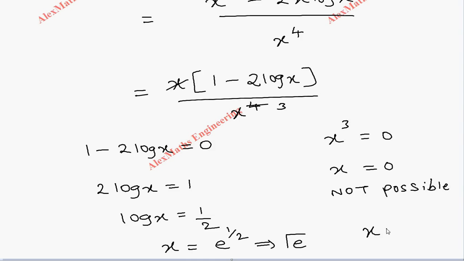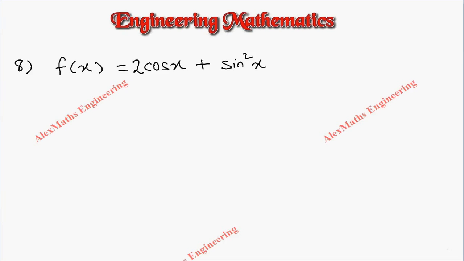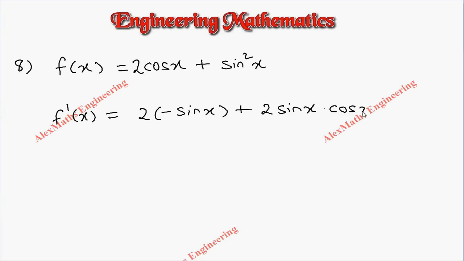So the only critical value is x is equal to root e. Next problem, we have f of x is equal to 2 cos x plus sin square x. First step, f dash of x: differentiation of 2 cos x is 2 into minus sin x. Then differentiation of sin square x, we follow the chain rule, which is 2 sin x into differentiation of sin x, which is cos x. We will take 2 sin x common.